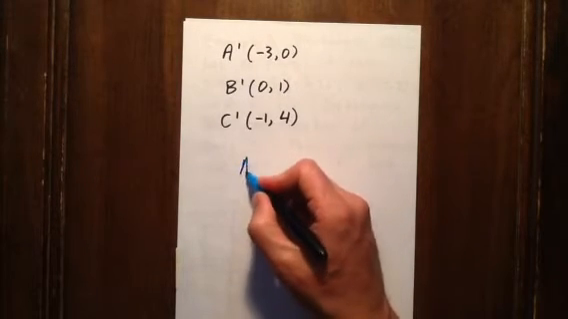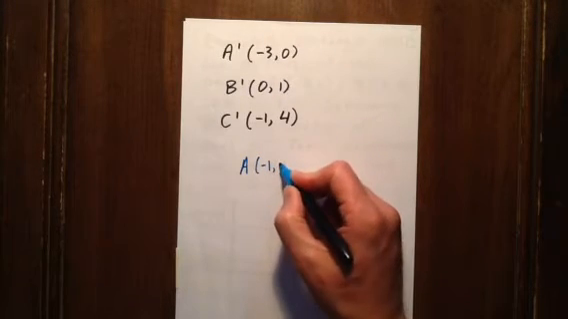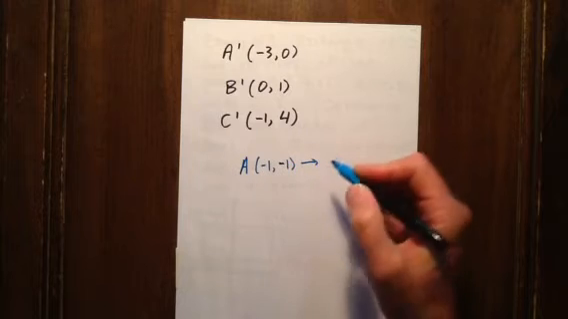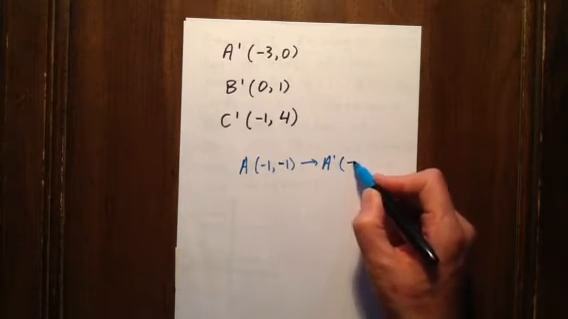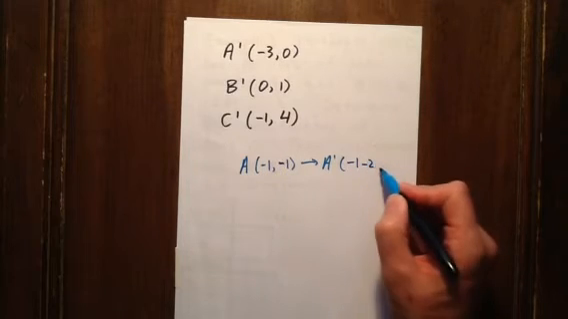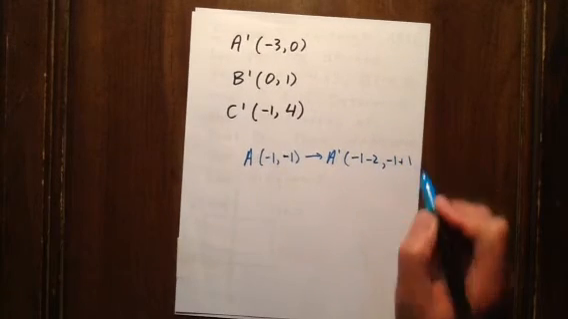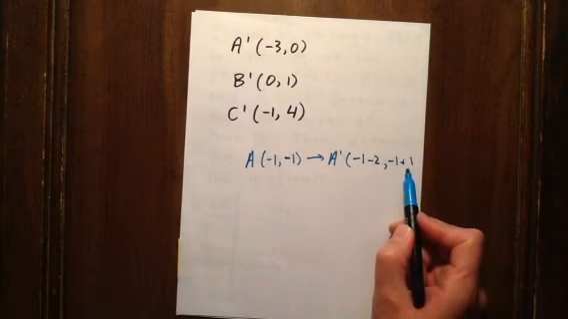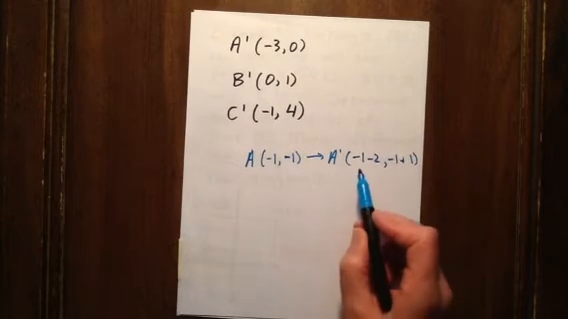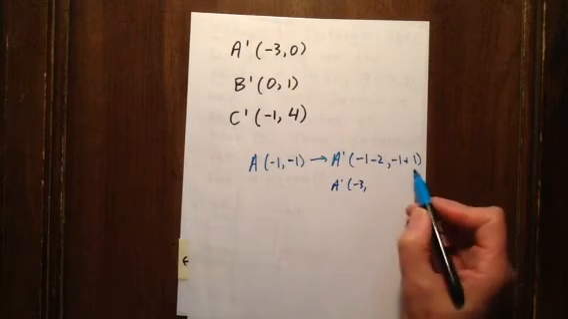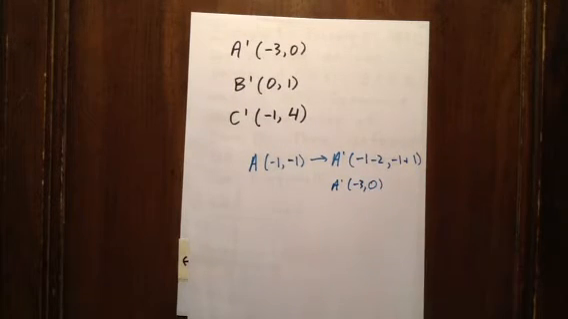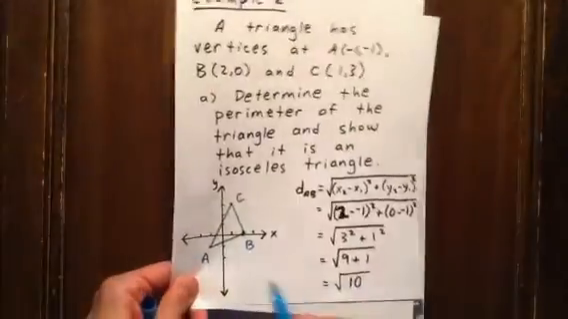So (-1, 1) will become the image A prime, which is -1 minus 2 and 1 plus 1. Translate 2 to the left and translate up 1. Well, -1 minus 2 is the same as -3, and 1 plus 1 is the same as 2. The point B is at (2, 0).